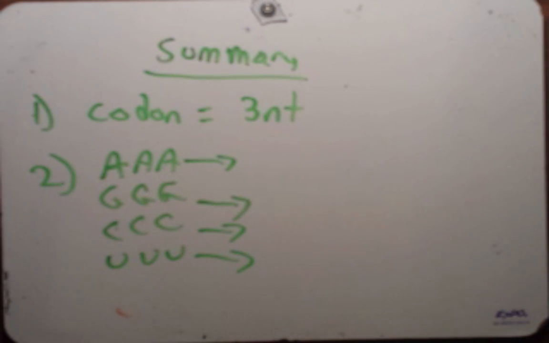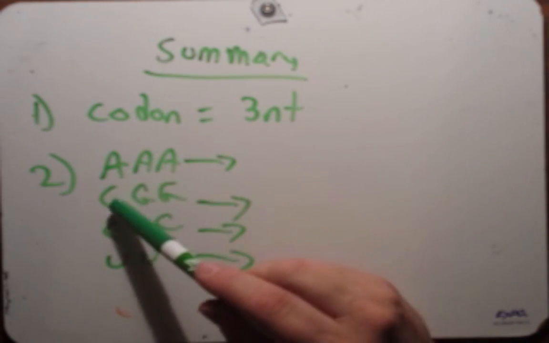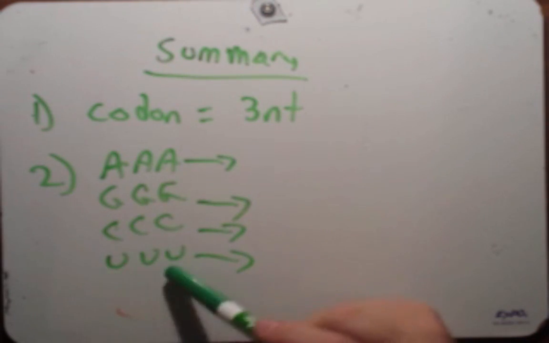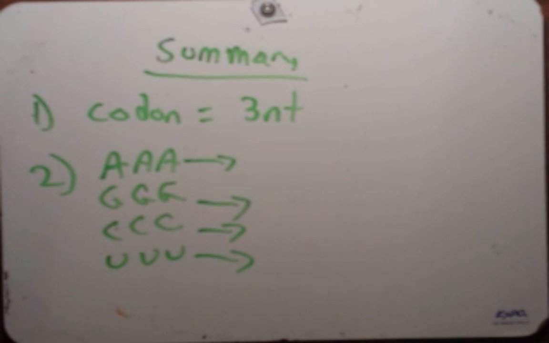Now, the way they discovered the rest of the code, I should have mentioned just real quickly, is that they would add varying amounts of A's, G's, C's, and U's and combine a bunch of nucleotides together. However, for our purposes, you just need to know these 4 and how they determined the code for those 4.